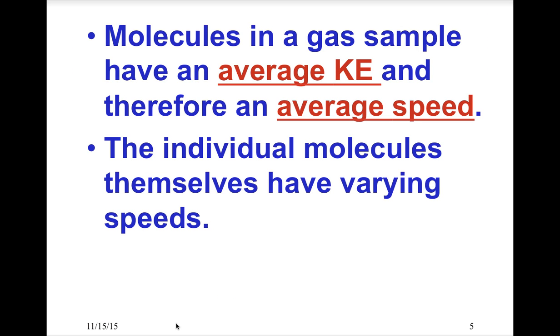Molecules in a gas sample have an average kinetic energy, and therefore they have an average speed. Each molecule in a gas has its own speed, but as we look at the gases collectively, they have an average speed. So the individual molecules vary from the average speed, but when we take them collectively as a whole, that is the speed that we're going to take as the average. It's also known as the root mean squared velocity, RMS.